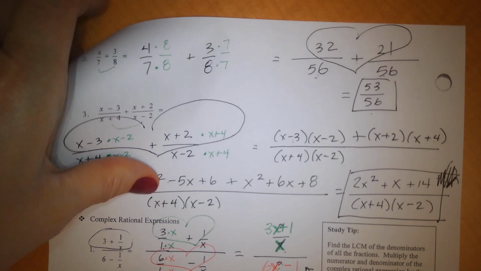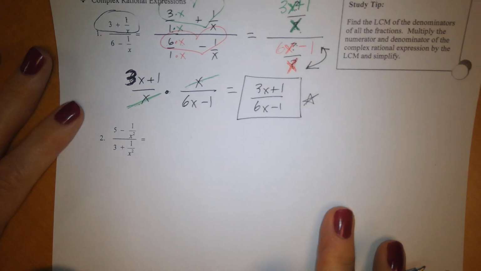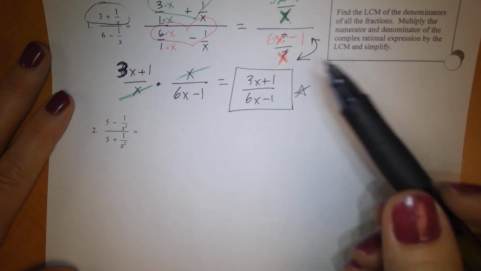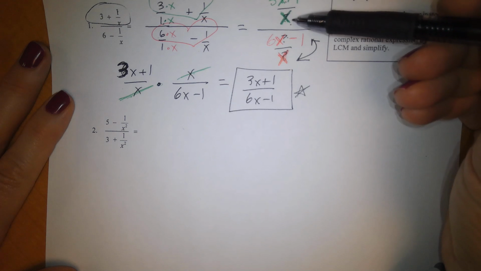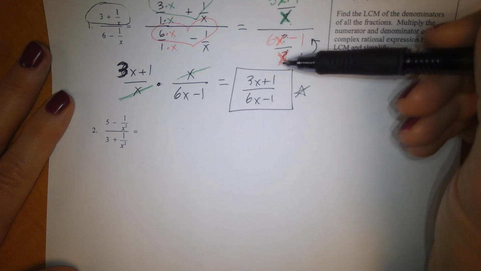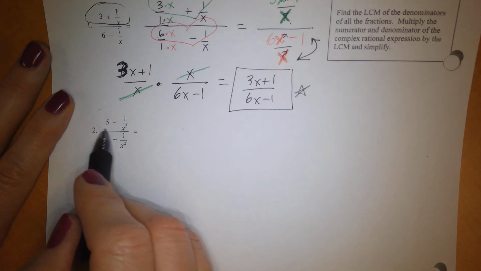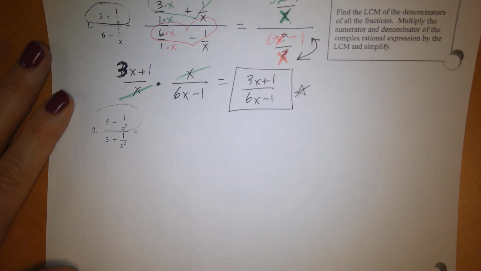Okay, last one. We're going to do the same thing that we did up here. Our goal is to get a single fraction divided by a single fraction. And you can see that we don't have these things added together. So we're going to try to add all of these items together.